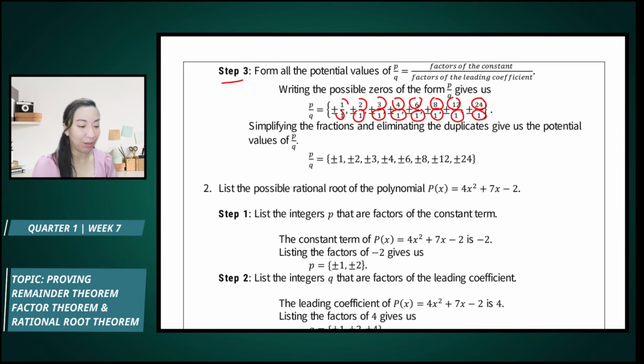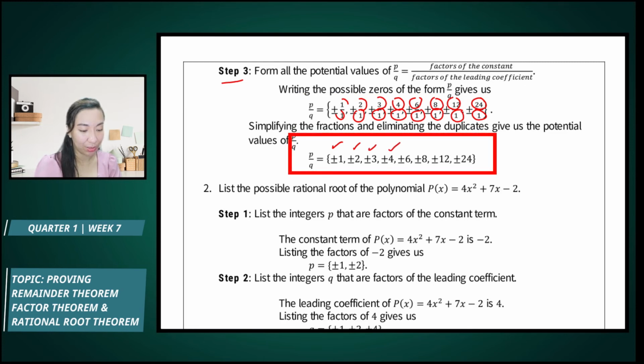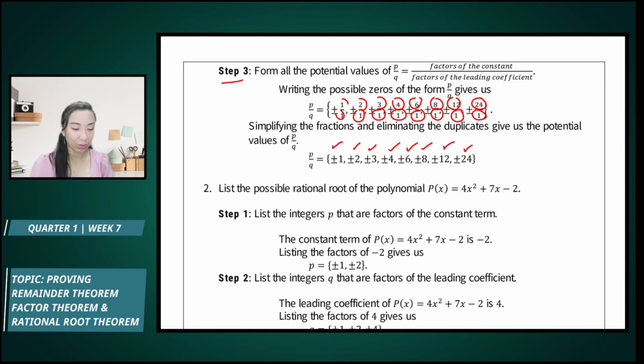Okay. So simplifying the fractions and eliminating the duplicates gives us the potential values of P over Q. If we simplify 1 divided by 1, we get positive and negative 1. Positive negative 2 divided by 1 is still positive negative 2. Since all the denominators are equal to 1, we have this result: 3, 4, positive negative 6, 8, 12, and 24. So, meaning to say, all the values here.